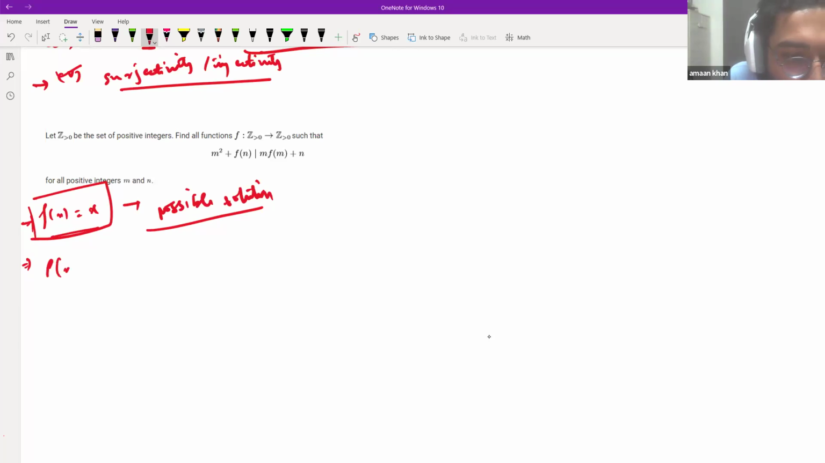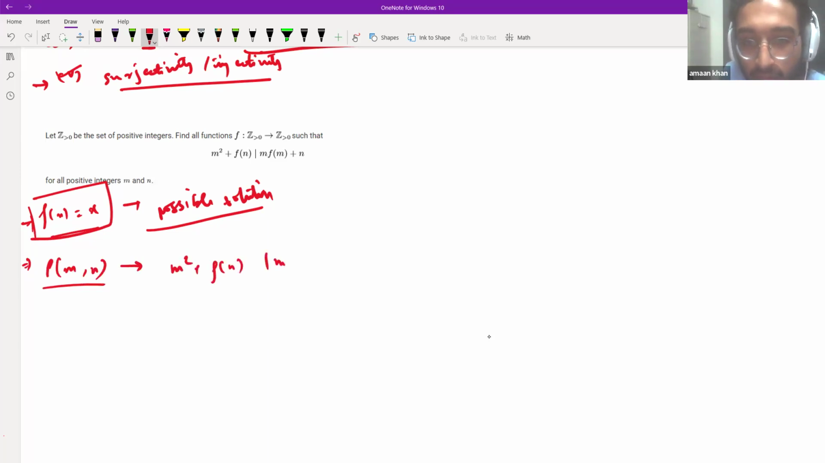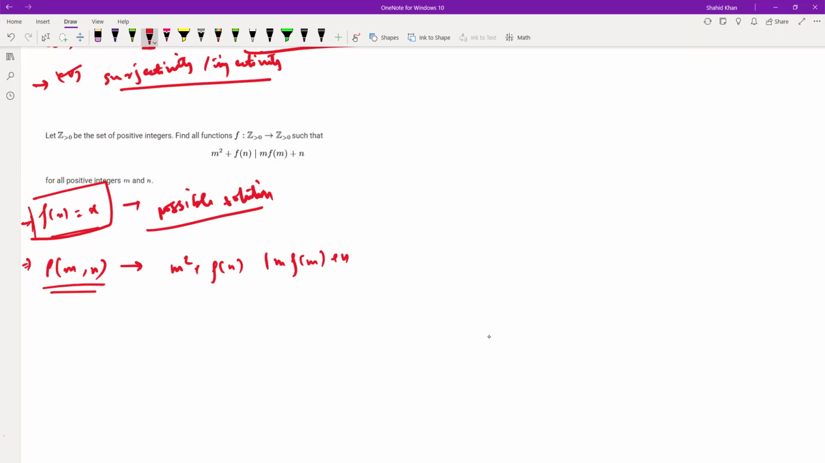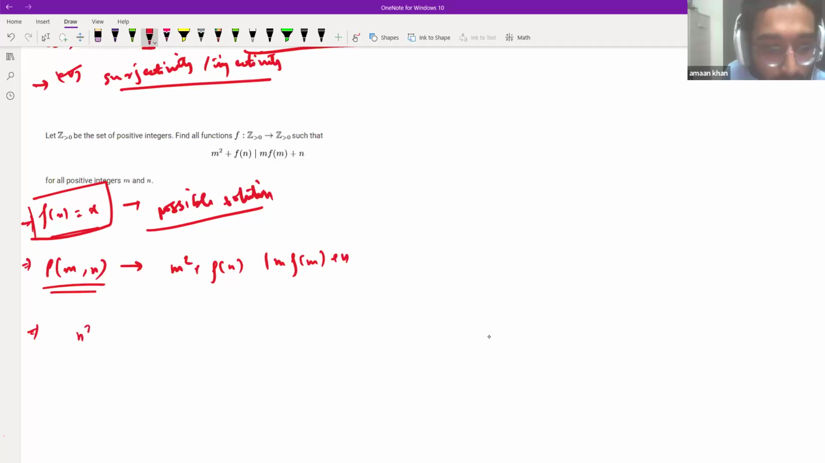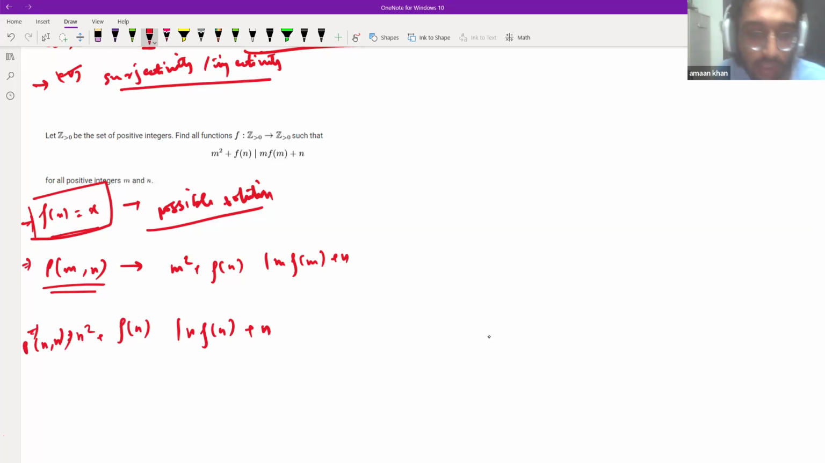Also, we'll use this notation for the thing throughout this lecture, so just tell me in this format. Yes, what were you saying? I was saying that if we put m equals n, then we might get some bound. Okay, I'll just put m equal to n. So P of n comma n gives n square plus f of n divides n f of n plus n. How do you bound this? Actually, I think n square plus f of n must be less than or equal to n f of n plus n.